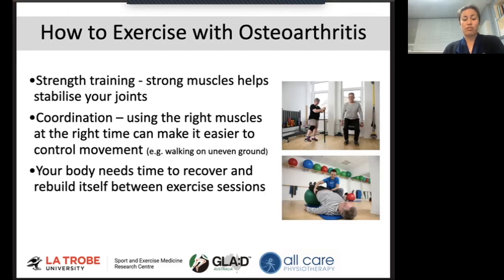But how are you supposed to exercise with arthritis? Exercising with arthritis should include strength training, neuromuscular training, and functional training, which is all included in the GLAD program. Having strong muscles helps to stabilize your joint and improve your confidence to complete activities you need to or you want to. Using the right muscles at the right time with appropriate force is really important, and this is practiced in the GLAD program. This makes it easier to control your movements and complete functional tasks. But remember, it's also important to rest and recover appropriately so that your body can rebuild itself between your exercise sessions. This is why in GLAD, the exercise classes are spread out over the week, happening twice a week with rest days in between.